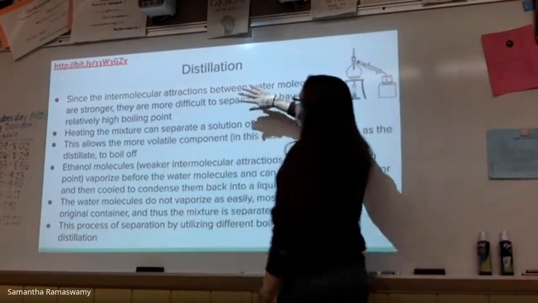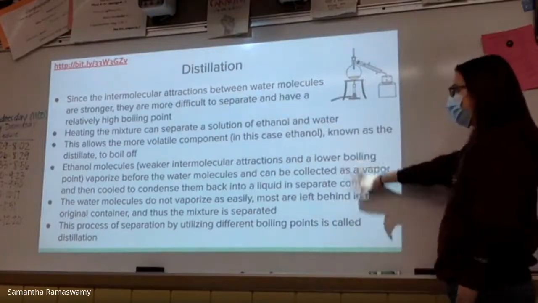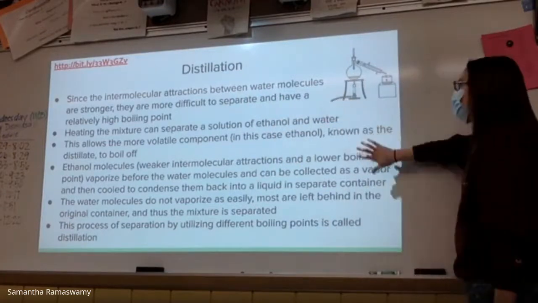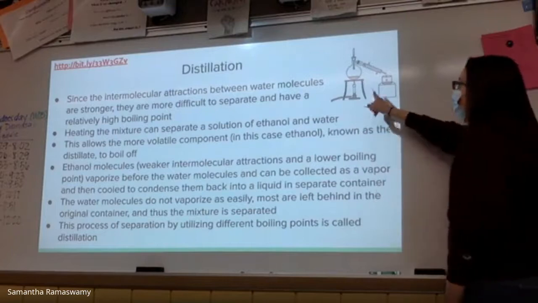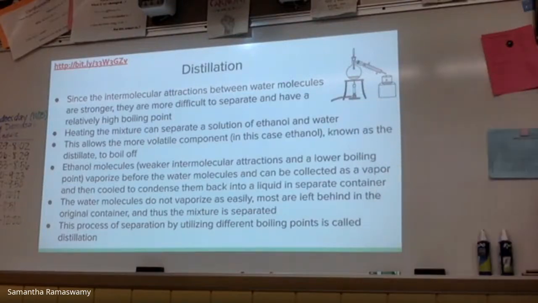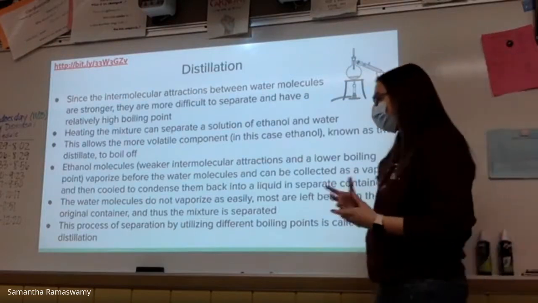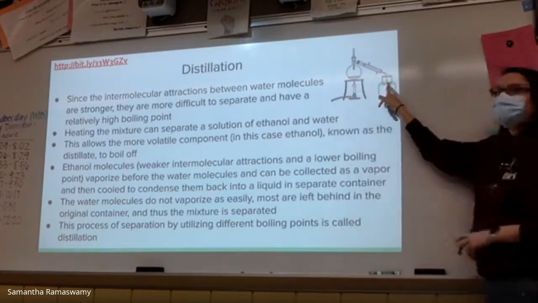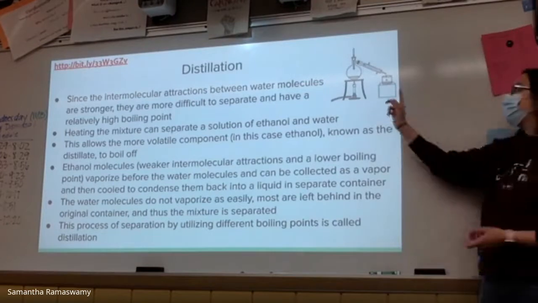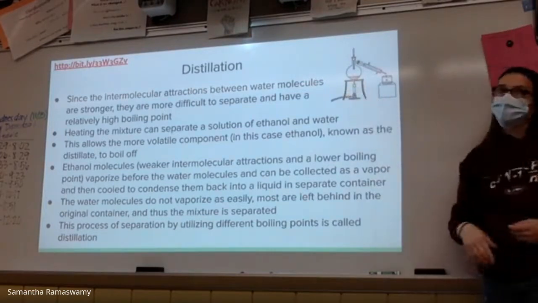So again, this is just looking at IMFs. It's essentially taking you step by step through how distillation works. But distillation is based on boiling point. You're separating liquids based on boiling point. The one that boils off first is the one that you'll collect first as a liquid, and then that leaves you with the other liquid still in the container.